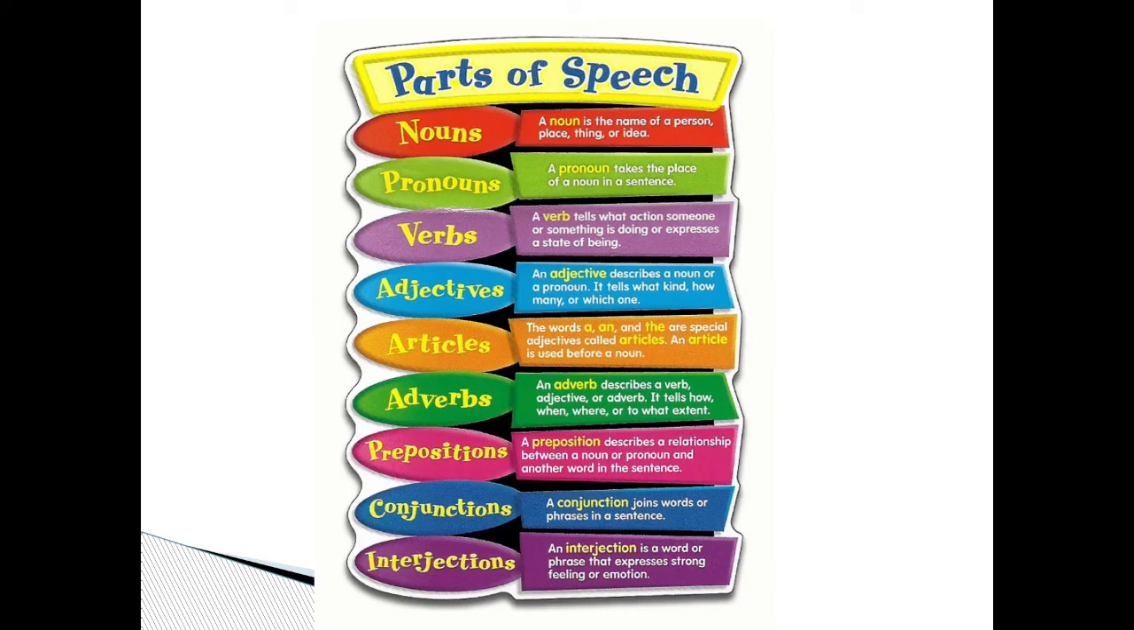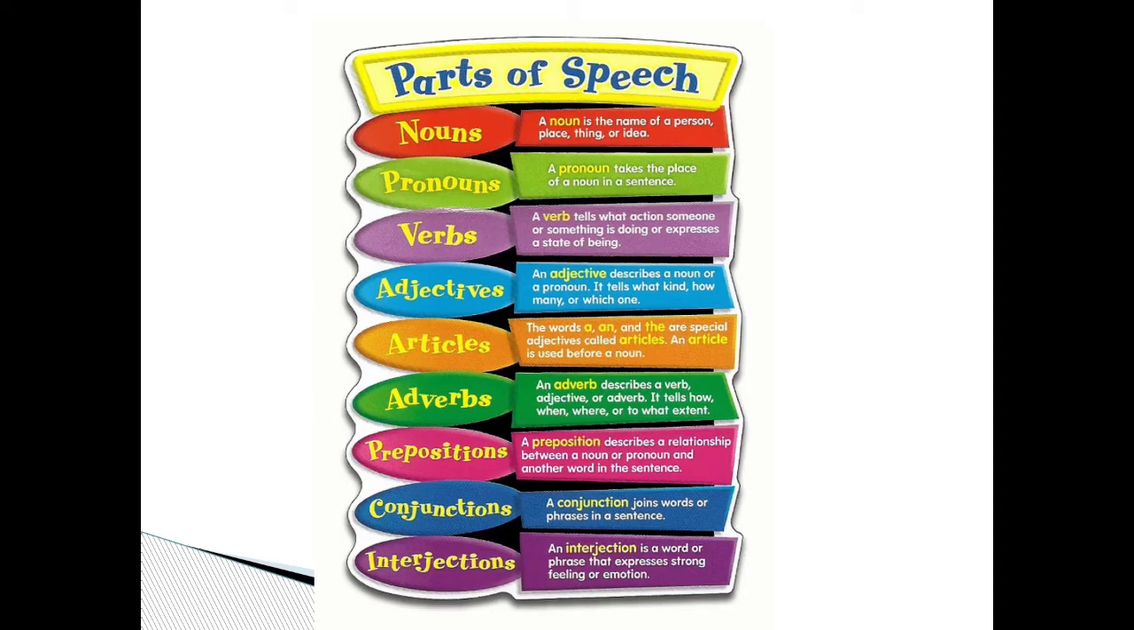Parts of speech. Nouns. A noun is the name of a person, place, thing, or idea. Pronouns. A pronoun takes the place of a noun in a sentence. Verbs. Verbs tell us what action someone or something is doing or expresses a state of being. Adjectives. An adjective describes a noun or a pronoun. It tells us what kind, how many, or which one.